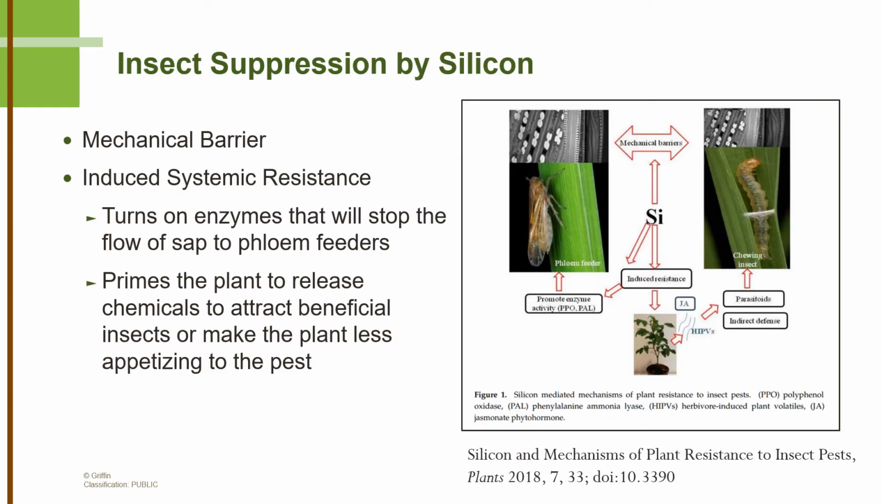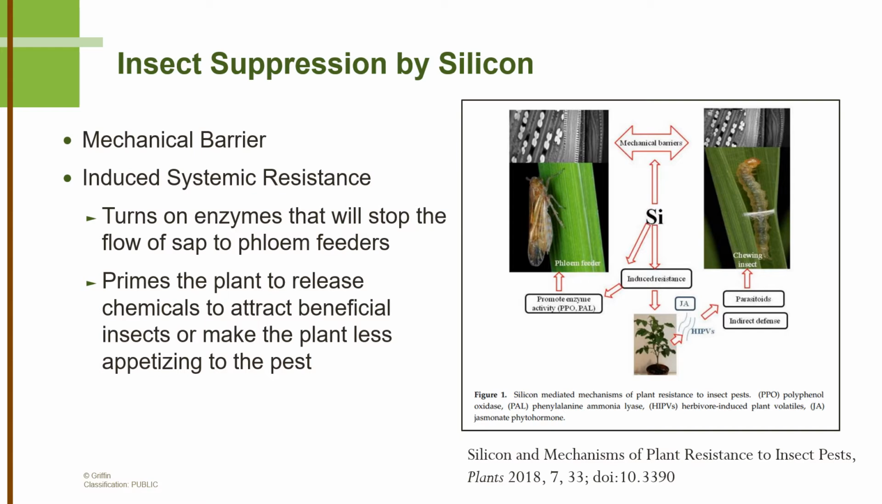One of the effects of silicon is a reduction of insect feeding. Initially, it was thought that silicon just formed a mechanical barrier on the leaf surface or underneath the cuticle of the leaf. And now we know that induced systemic resistance is a part of the plant response to silicon as well, that helps mitigate insect feeding. So in this diagram, we see the pathways that have been figured out that silicon works by.